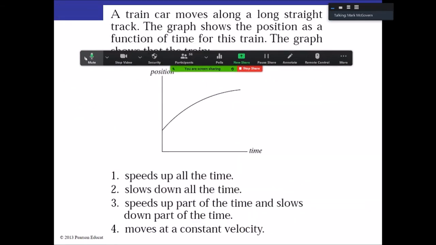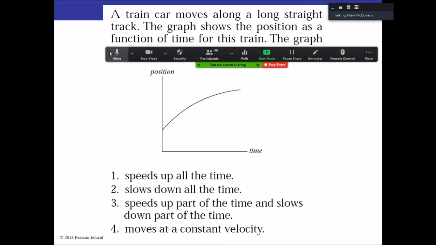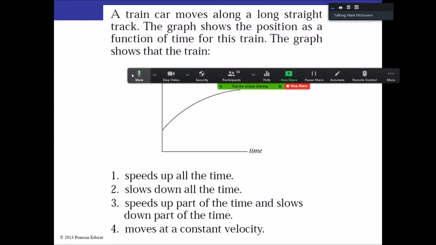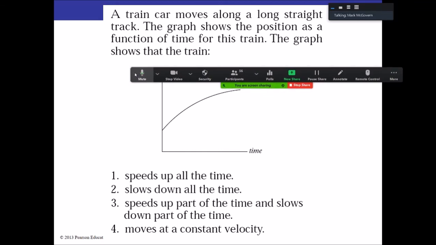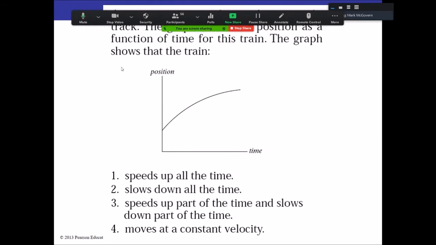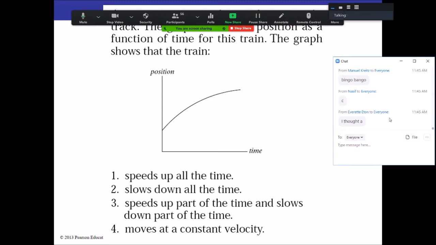Oh my gosh, look at this problem. This is amazing. Okay, we got a train car that moves along a straight track. The graph shows the position as a function of time. What's happening here? So read over this and put a letter in the chat.